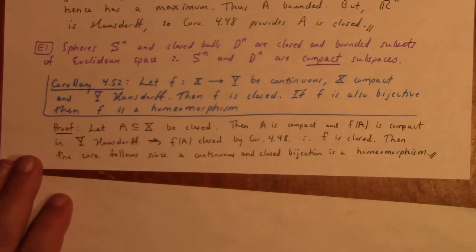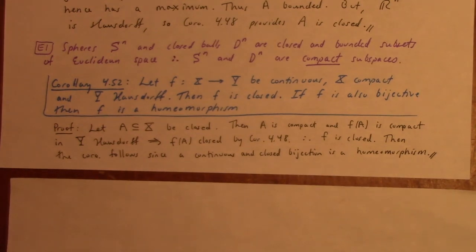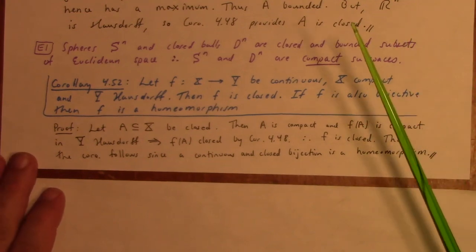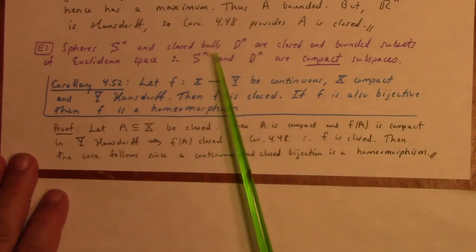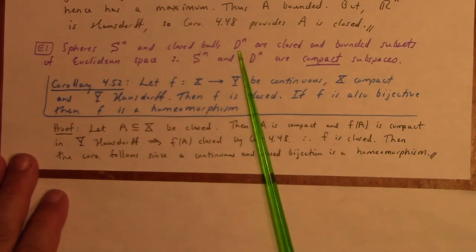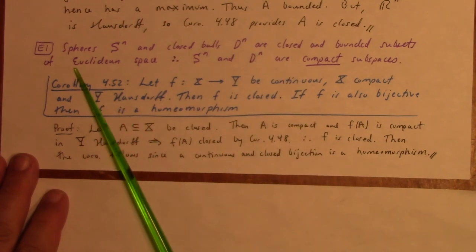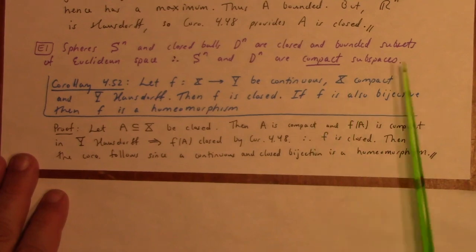So, all right. That's the section on Wallace's theorem. I think the main takeaway here is, well, some of these lemmas and corollaries are useful for future sections, but certainly the biggest result is that the n-sphere and the n-disk are closed and bounded subsets of Euclidean space, and as such they're compact subspaces.